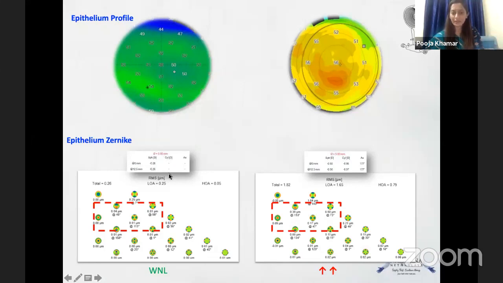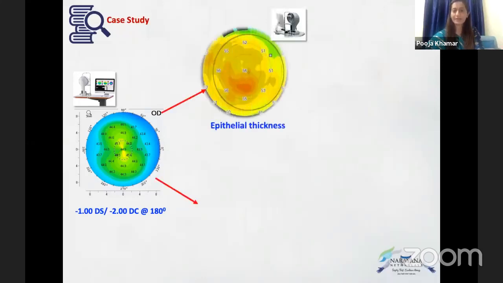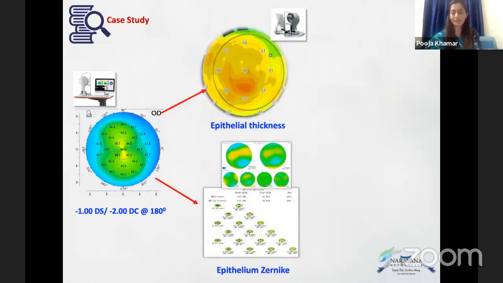So is this giving us some clue that we need to take this into consideration while we are doing our surgeries? Let's see this case example. A patient has a cylinder of about -2 diopters. This is the epithelial thickness, a bit of irregularity is present. But if you see the Zernike profile, there is 0.85 diopter of cylinder coming just from epithelial thickness.